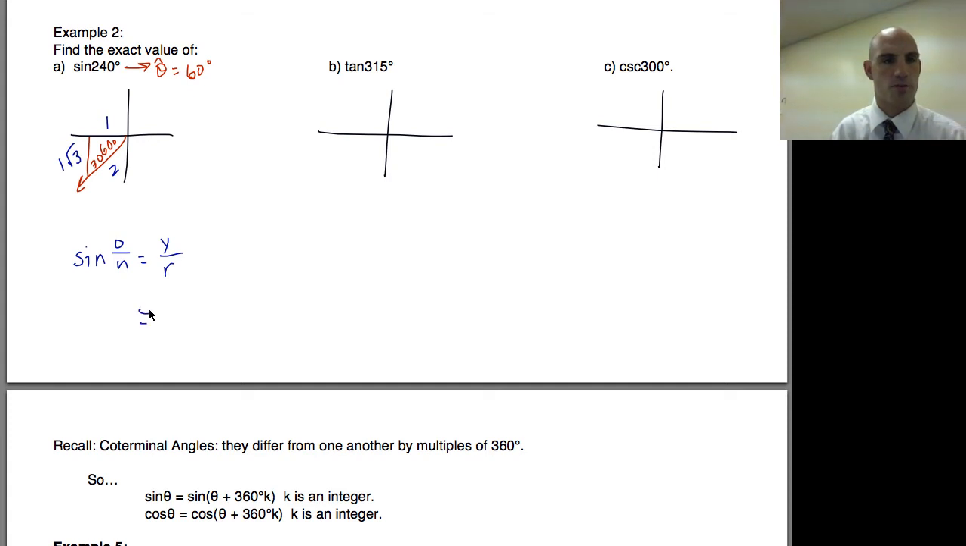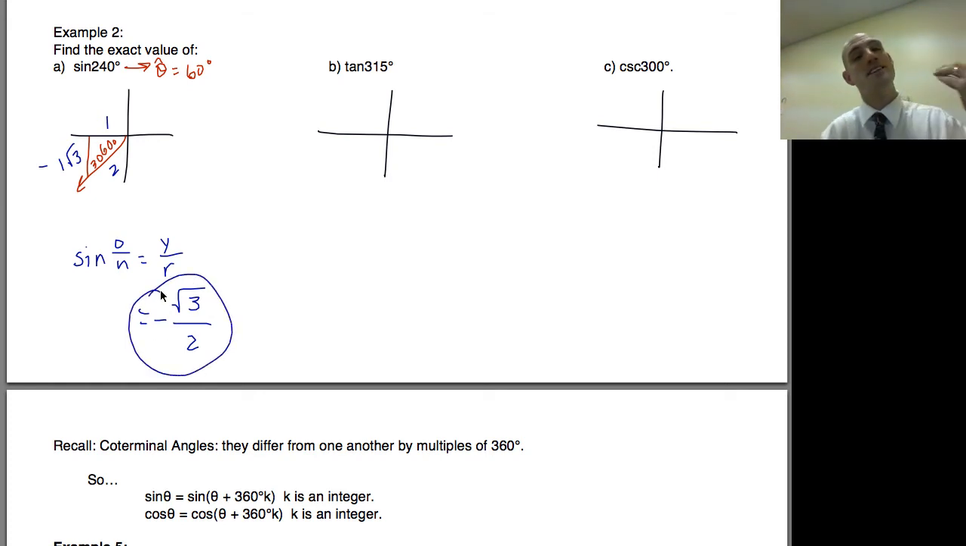And so that's going to be equal to, now, the y is that square root of 3, and the r is 2. Well, I know that this is negative because it's in this third quadrant here. So it's going to be negative square root of 3 over 2. That's my exact value. Notice, no decimals involved. Let's look at this next one.